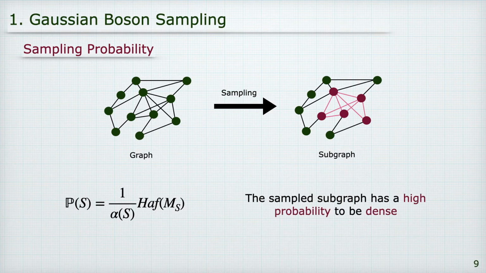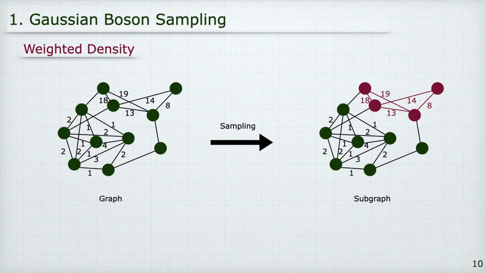Also, something that we know is that the number of perfect matchings is highly correlated with the density of the graph. Therefore, GBS is a tool to sample dense subgraphs with high probability. Actually, this can be extended to weighted density. So in this graph here, the subgraph in red has a higher probability to be sampled than the subgraph in the lower left part, even though the edge density is lower. In the following, when I talk about density, I will actually refer to this weighted density.